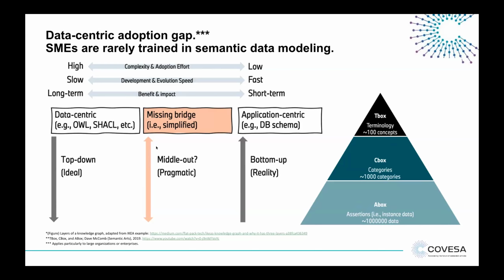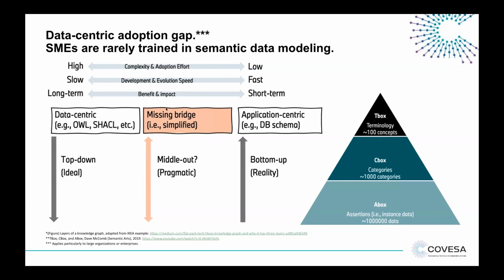So that's where the current problem is, where all the organizations are struggling towards transforming themselves to be like data-centric companies. Now, what COVESA is trying to do is to get into a middle ground approach here, bridging and establishing a gap between the top to bottom and bottom to top.